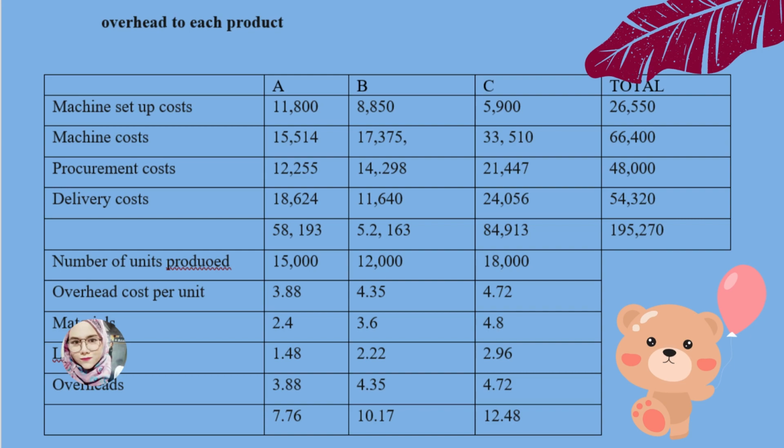The machine cost for product A, we got 50,540. For product B, we got 70,375 ringgit. For product C, we got 33,510. So the total are 66,400. For procurement cost for product A, we got 12,255 ringgit. For product B, we got 40,298 ringgit. For product C, we got 24,056 ringgit.